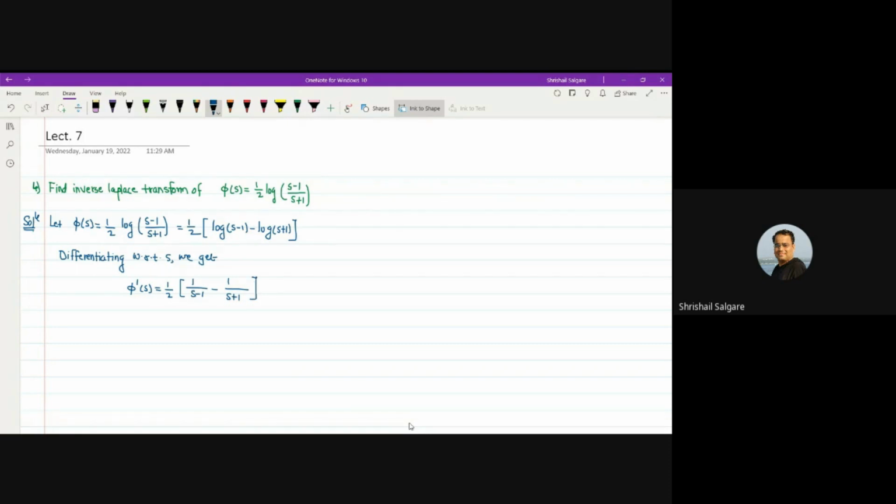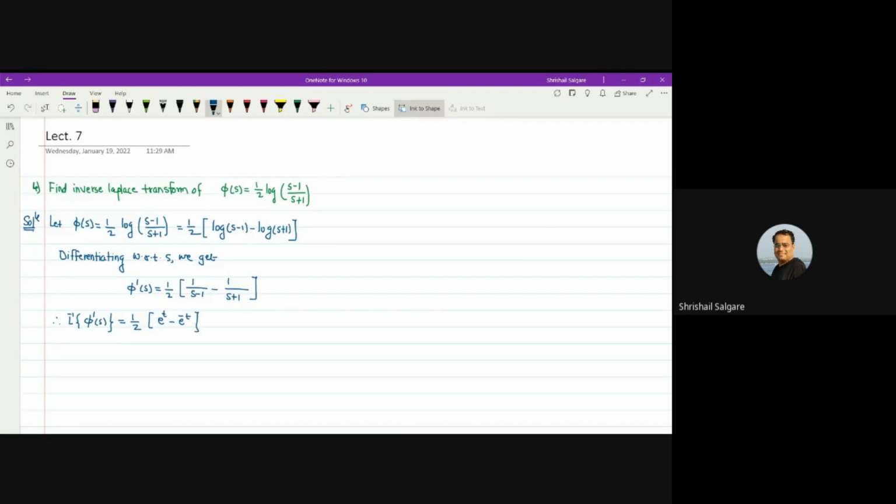Now on both sides I will take the inverse Laplace transform. Therefore L inverse of phi dash s is given as, what is the right side term? What is the derivative of the first term? 1 upon 2 constant, e raised to t, yes, e raised to t, and the second one is e raised to minus t. So I will write this bracket as e raised to t minus e raised to minus t.